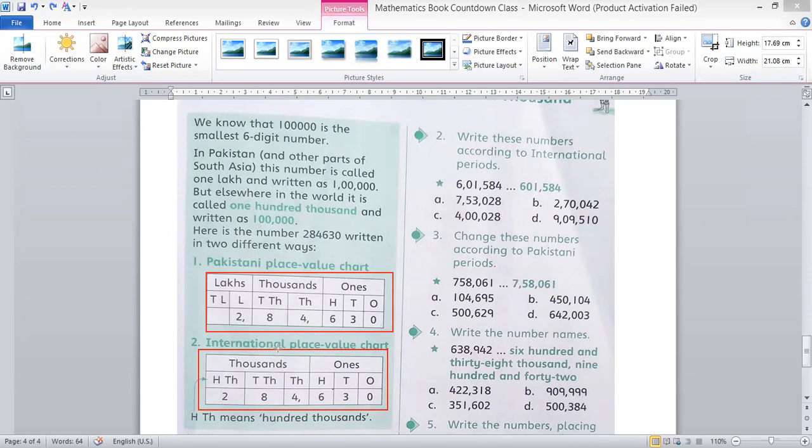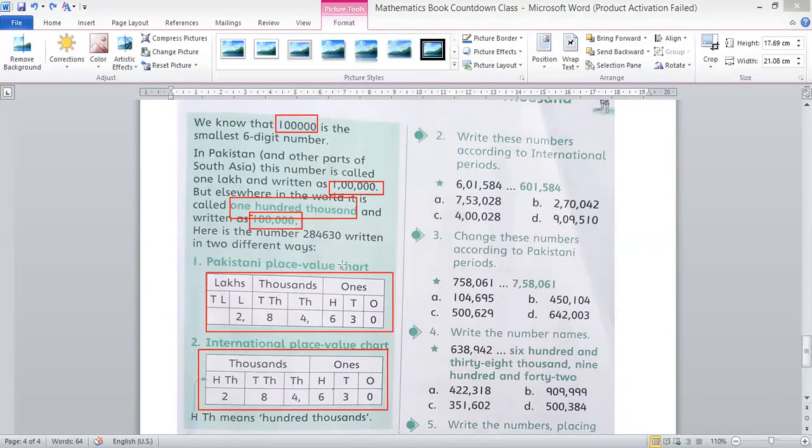In Pakistan and other parts of South Asia, this number is called 1 lakh. But elsewhere in the world, it is called 100,000. We can write 100, then put a comma, and then 000. It is called 100,000, and this is called 1 lakh.